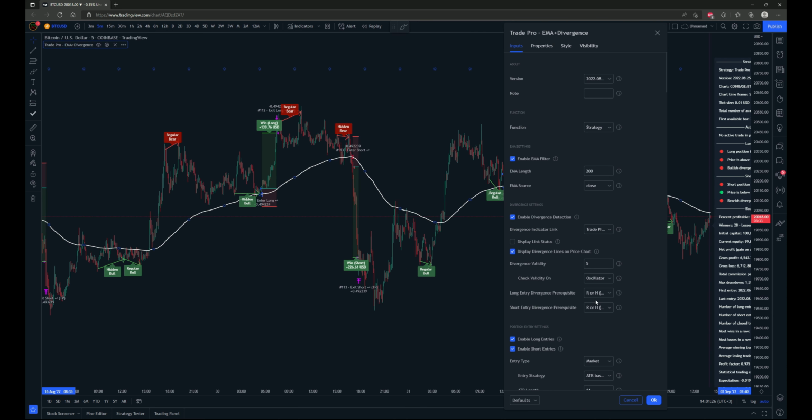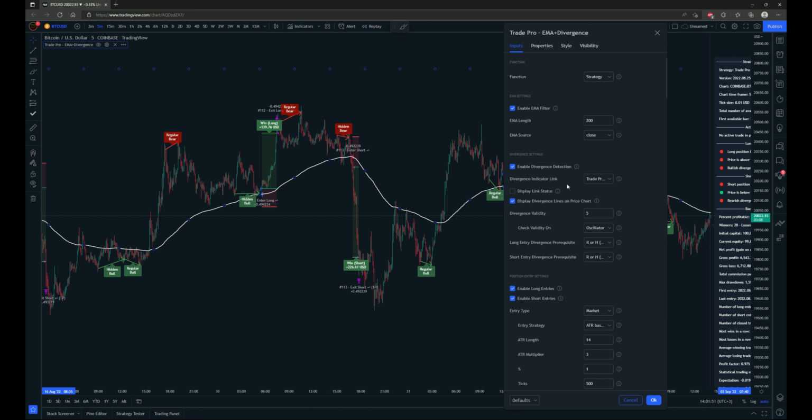All right, so starting up top, we have the ability to enable or disable an exponential moving average trend direction filter. So essentially all this means is if you choose a 200 period EMA length, then the strategy will only take long positions when price is over the 200 EMA, and it will only take short positions when price is under the 200 EMA. So just a basic trend direction filter, and you can turn that off altogether if you wish.